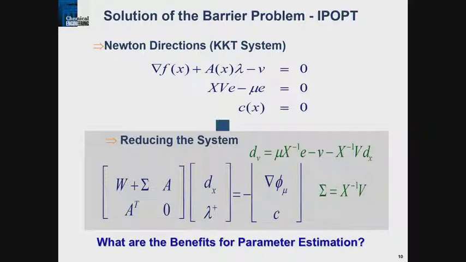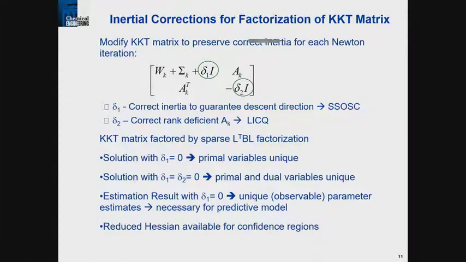What are the benefits for parameter estimation? Let's see how that applies. The first thing I wanted to let you know is that the way we know that this KKT matrix is well conditioned and converging to a good local solution is by looking at the inertia of this matrix: the number of negative, positive, and 0 eigenvalues. The inertia of that matrix has to have a number of positive eigenvalues equal to n, the number of variables, and the number of negative eigenvalues has to be m, the number of constraints. And if that inertia is not correct, the LBL transformation will find that out.